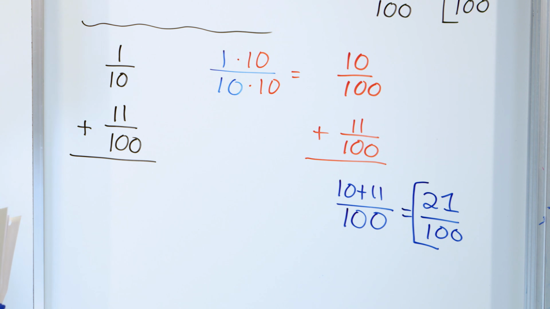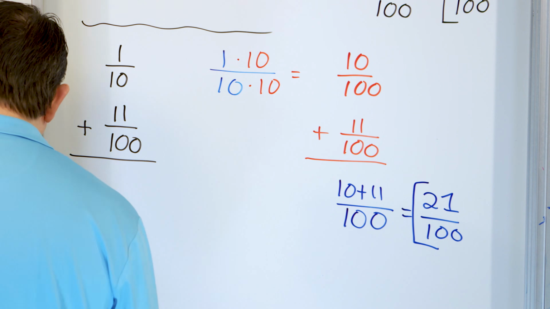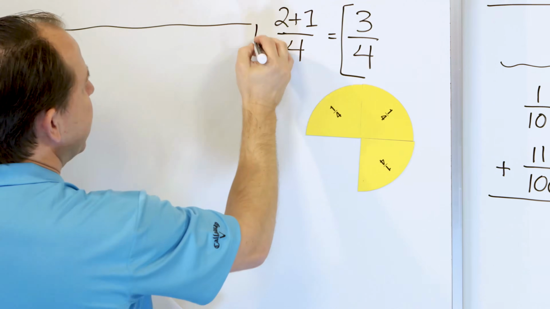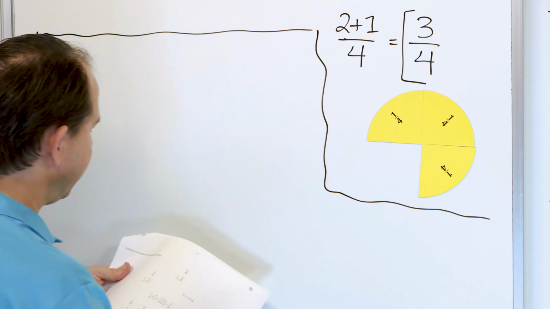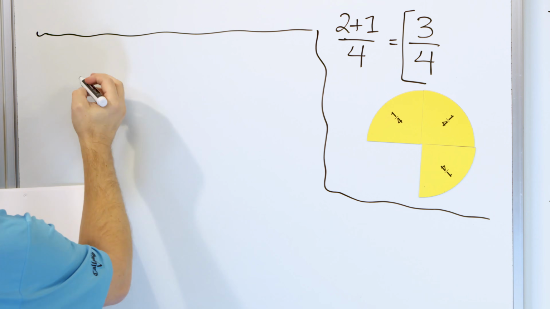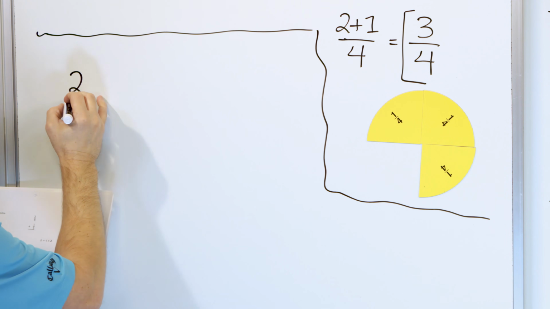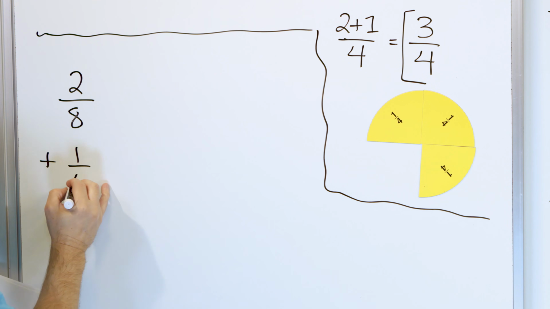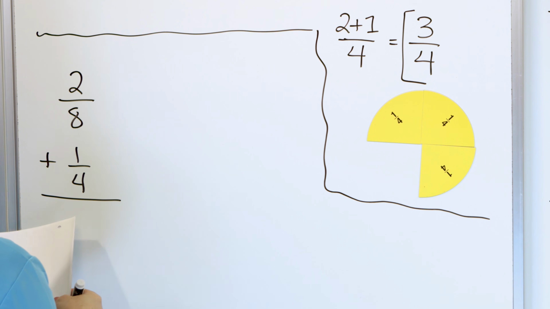So I hope you see the plan here, or the way that we're going about it here is very, very consistent. It's very much the same every time we do this. Let's take a look at the next problem. Let's say we have 2/8, and we're going to add 1/4 to it.